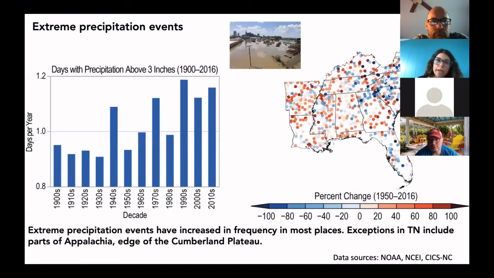We're seeing more extreme precipitation events. Up here, I just have a little thumbnail from the Nashville flood in 2010. We see increased frequency in most places across Tennessee. Exceptions include parts of Appalachia and the edge of the Cumberland Plateau, where you see some blue dots. What we're seeing over here is days with precipitation above 3 inches, so lots more in the last 30 years, especially these extreme precipitation events.